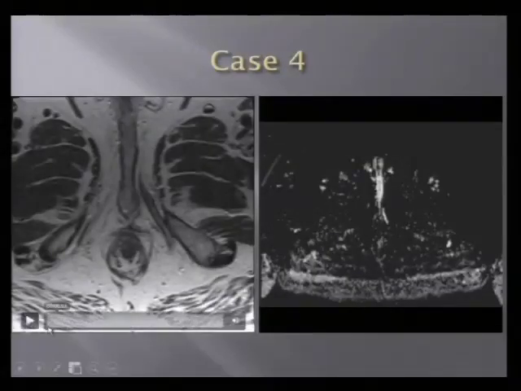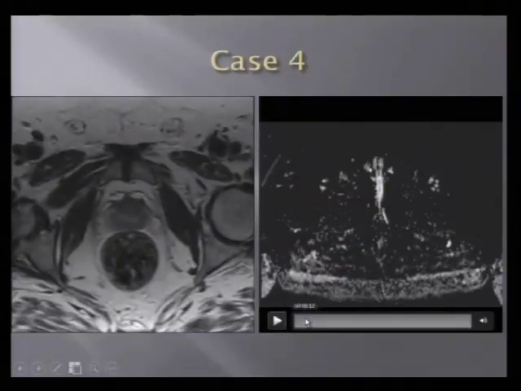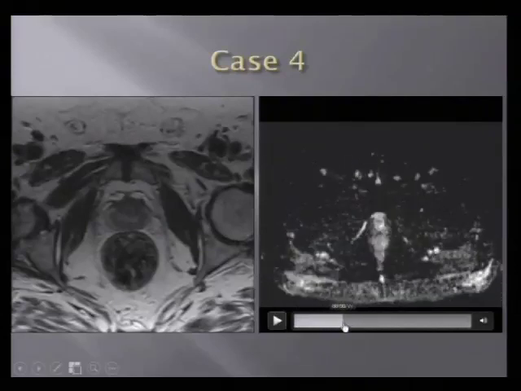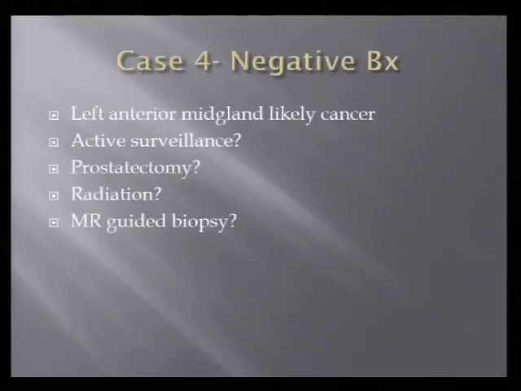Case 4. So on the left is T2. On the right, you have the ADC map. This is more subtle. You have left anterior mid-gland, right there, you see the restricted diffusion. You can see the usefulness of this diffusion-weighted imaging. And this is an example of another one that had a negative biopsy. And I actually don't have the results for this. I had the results for the other two. We might be wrong. That might not be cancer. But again, it's a negative biopsy. What do we do with this?